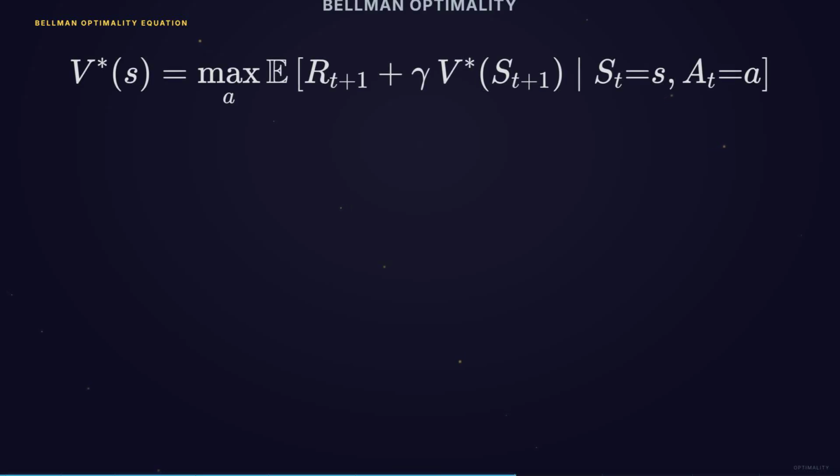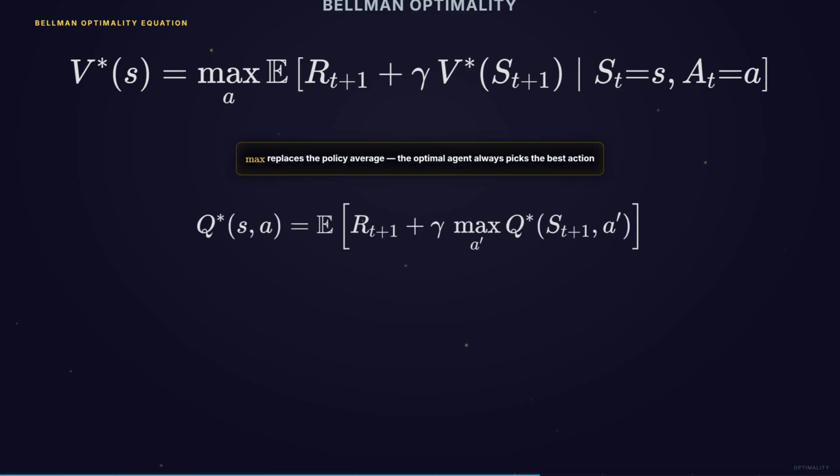The optimal value functions satisfy their own version of the Bellman equation. For V star, instead of averaging over actions using a policy, we take the maximum. V star of S equals the max over all actions of the expected reward plus gamma times V star of S prime. The optimal agent doesn't average, it always picks the best action. For Q star, the equation is Q star of S, A equals the expected reward plus gamma times the max over all next actions of Q star of S prime, A prime.